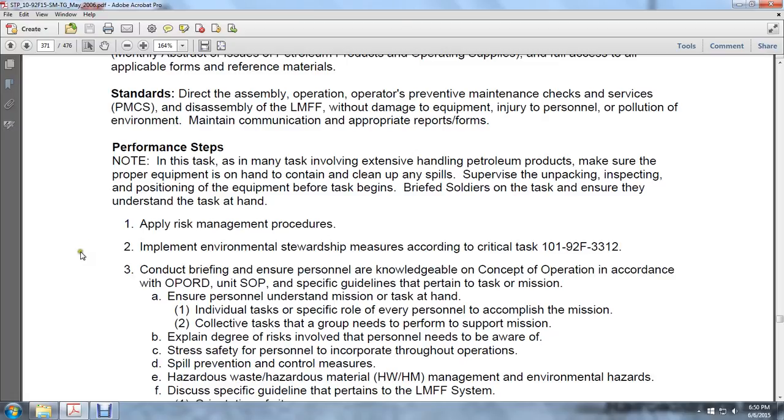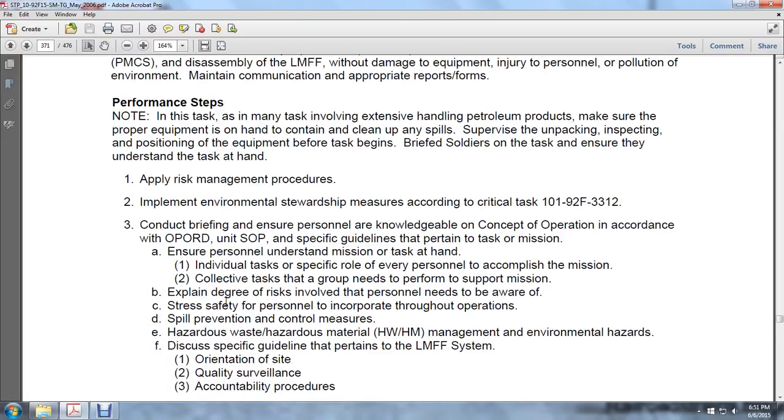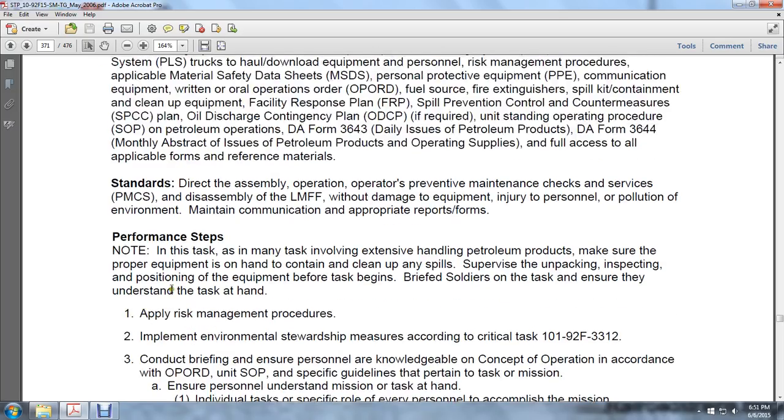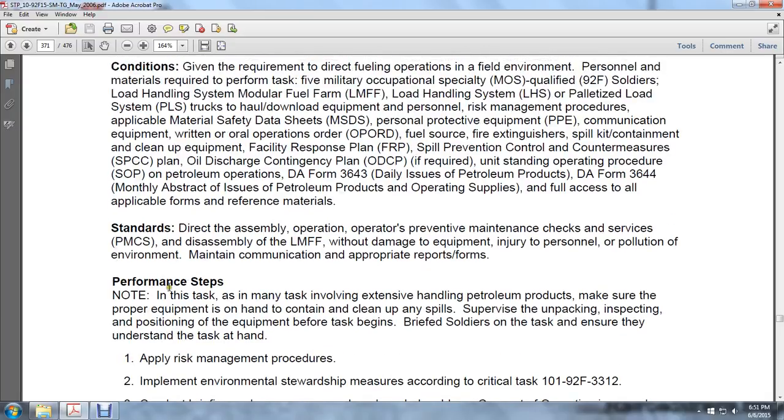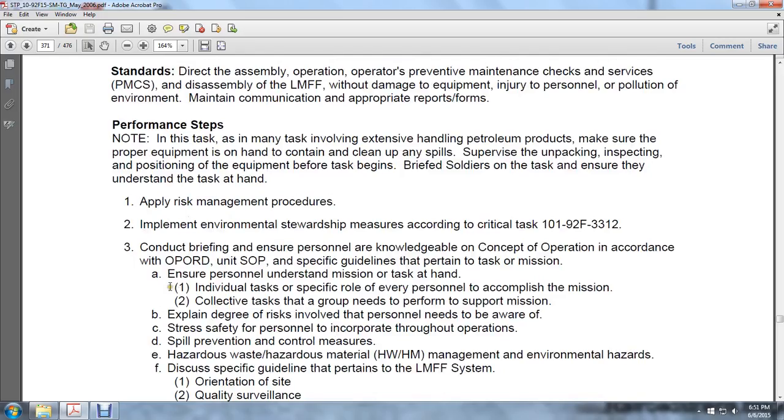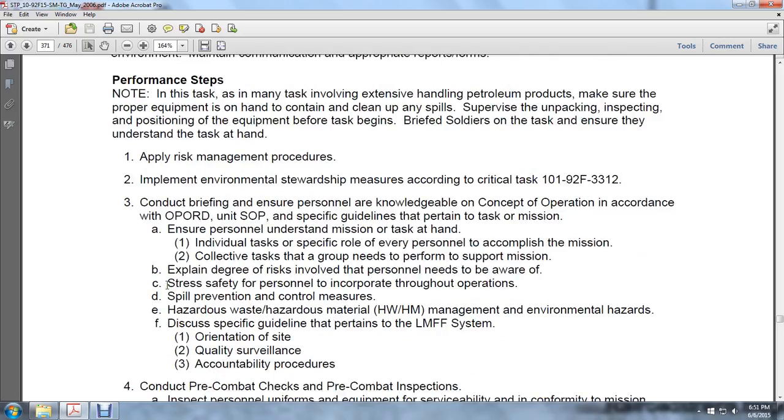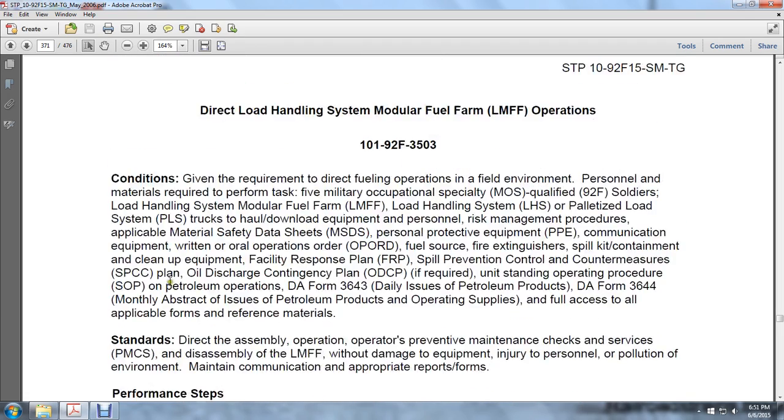D. Spill prevention control measures. E. Hazardous waste, hazardous material management, and environmental hazards. F. Discuss specific guidelines pertaining to the load handling system modular liquid fuel farm.